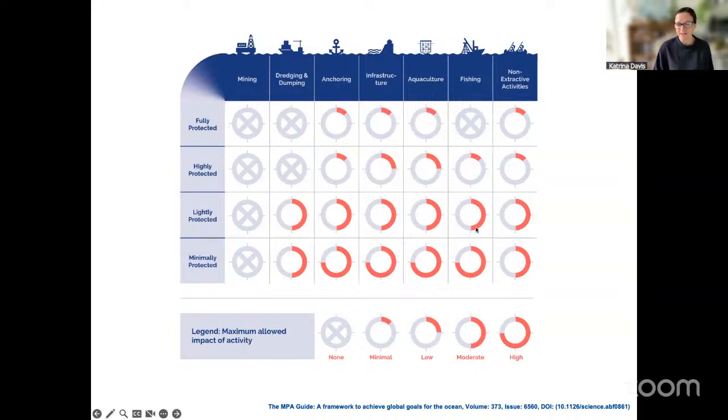Fishing happens in lightly and minimally protected areas, which some people would say are not consistent with the goals of a marine protected area. And non-extractive activities like tourism tend to happen everywhere, even in most fully protected areas. So what happens? The economists amongst you will be thinking to yourselves, these are basically our indication of opportunity costs. We know that mining is a highly productive activity. Some of these others, fisheries, especially for employment purposes, aquaculture for food production, these are all important activities from an economic perspective.